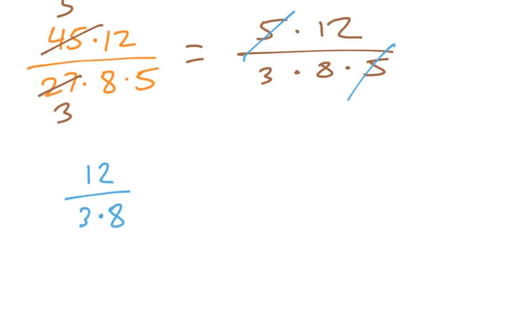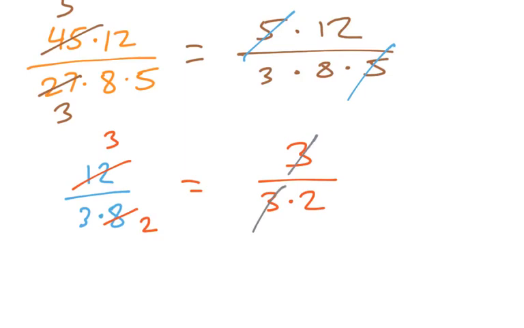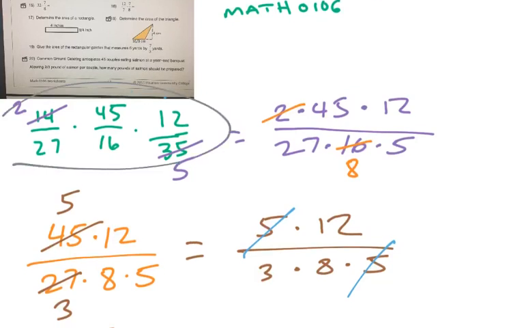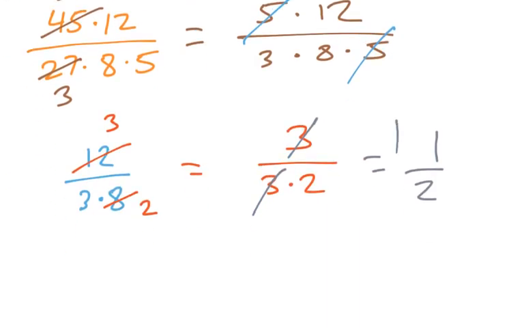And then we'll say, okay, both 12 and 8 are divisible by, I could say 2, but I'm going to be more ambitious here, and I'm going to go with 4. So that's 3 and 2. So that leaves me with 3 over 3 times 2. And then obviously 3 and 3 divide out, and that leaves me with 1 over 2. And so all of this breaks down to 1 over 2.